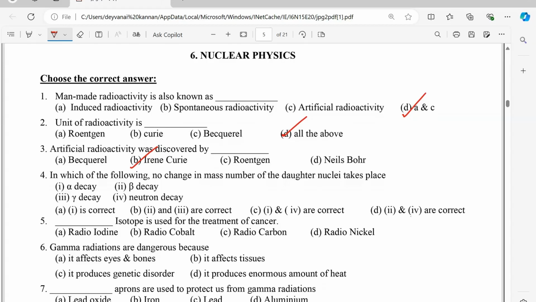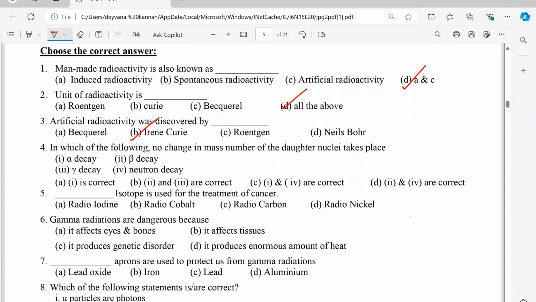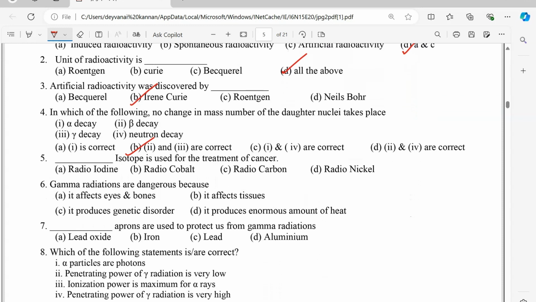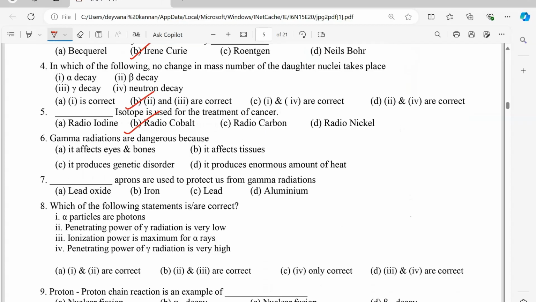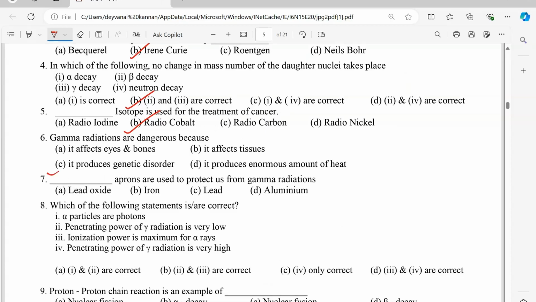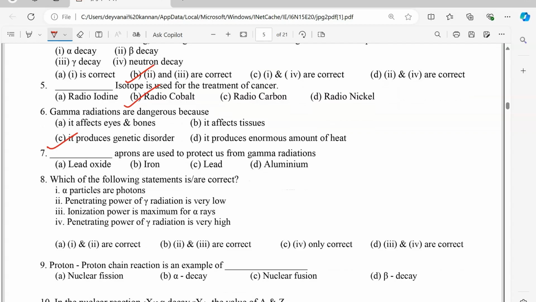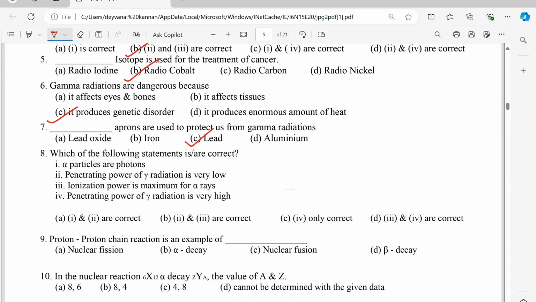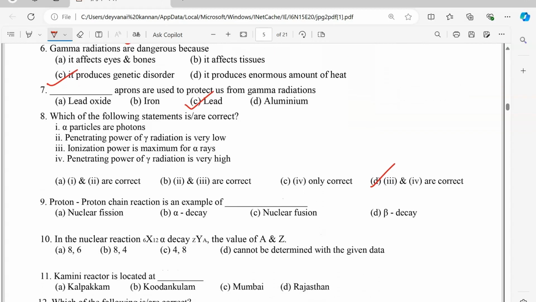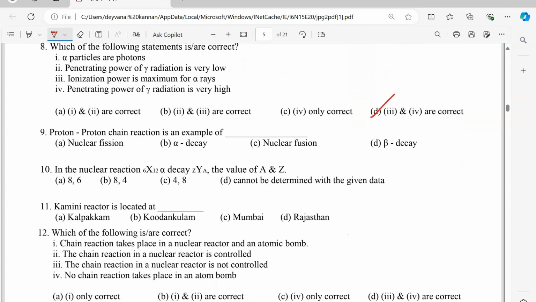In which of the following does no change in mass number of the daughter nuclei take place? 2 and 3 are correct. Radiocobalt isotope is used for the treatment of cancer. Gamma radiations are dangerous because they produce genetic disorder. Lead aprons are used to protect us from gamma radiation. Which of the following statements are correct? 2 and 4 are correct. 3 and 4 are correct. Ionization power is maximum for alpha rays. Penetration power of gamma radiation is very high.